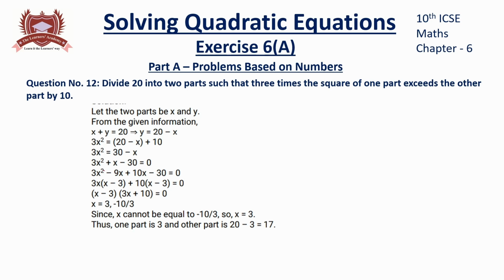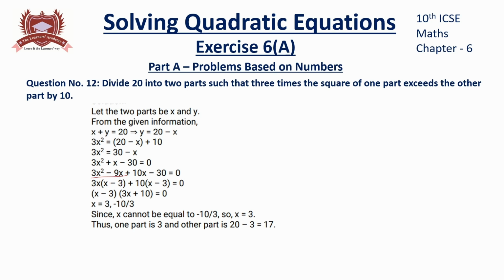तो मेरे को multiplication चाहिए 90 का और addition चाहिए plus 1 का. So I end up with 3x square minus 9x plus 10x minus 30 is equal to 0. पहले दोनों में कॉमन है 3x, so we get 3x times x minus 3. और दूसरे में कॉमन है 10, so it is 10 times x minus 3. So it is x minus 3 times 3x plus 10 is equal to 0. So x is equal to 3 or minus 10 upon 3.